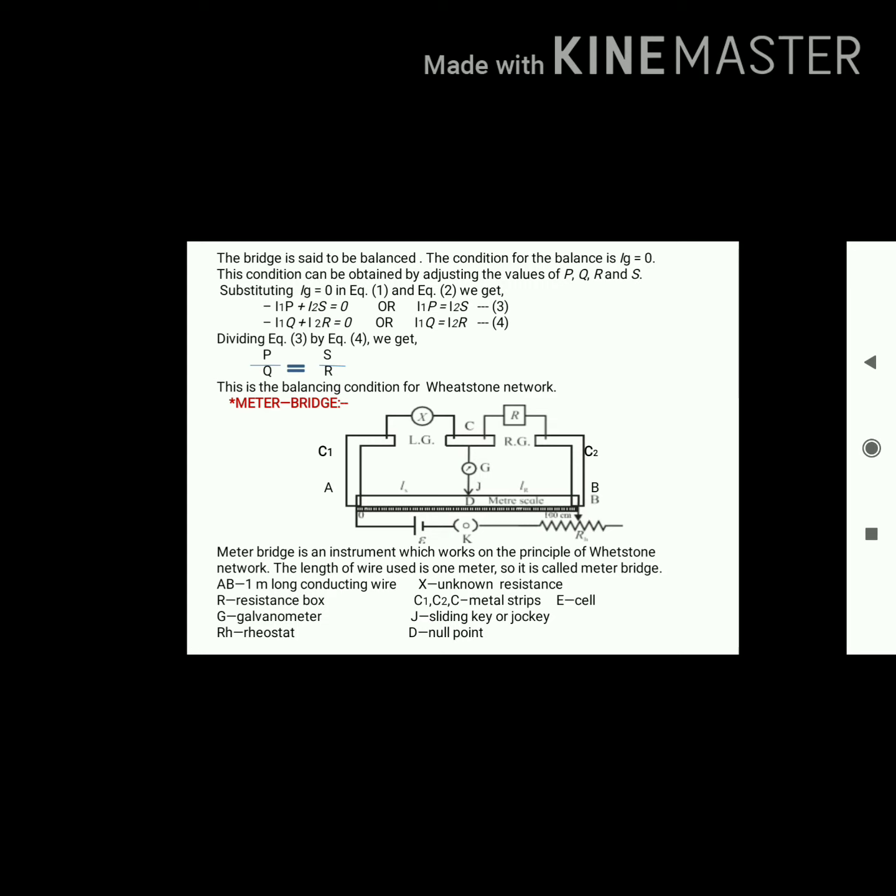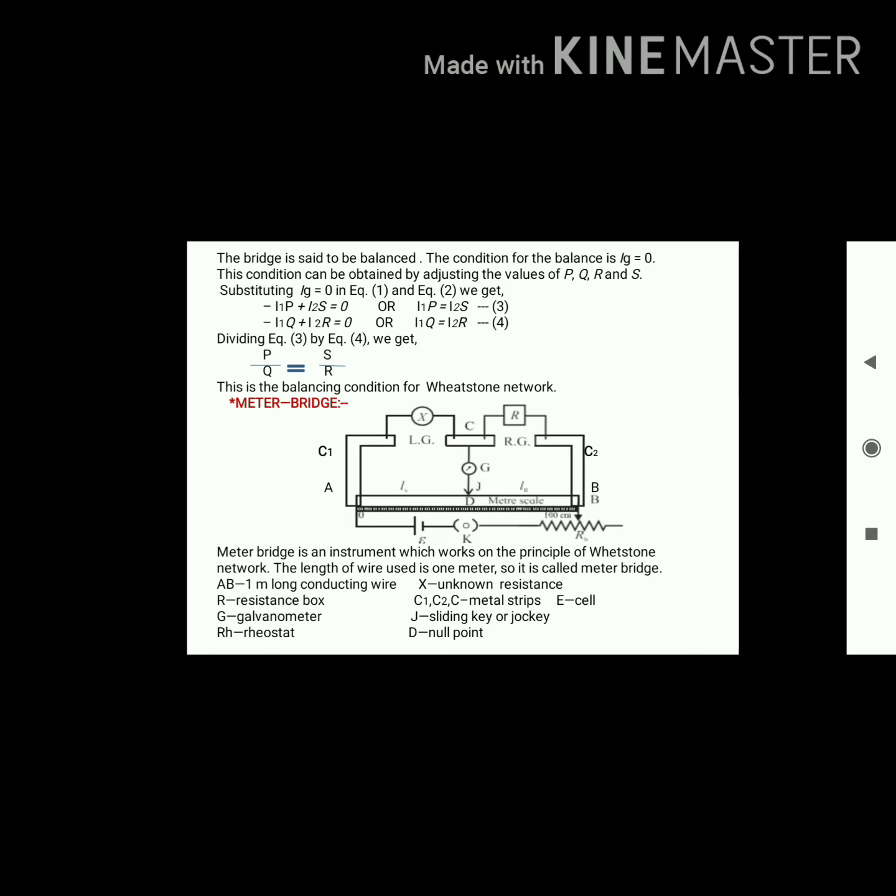Then a suitable value of resistance R is taken in the resistance box and steady current is sent around the circuit. By touching the jockey at different points of the wire AB, a point D is obtained for which the galvanometer shows zero deflection or null deflection. The point D is called the null point.